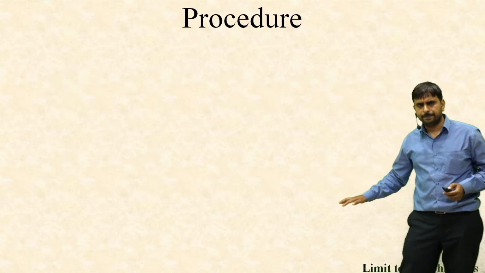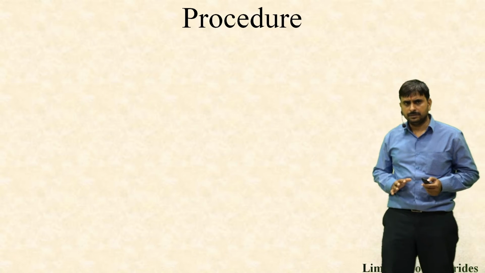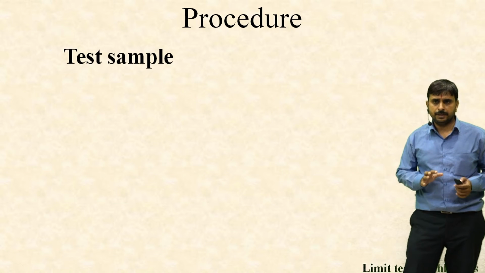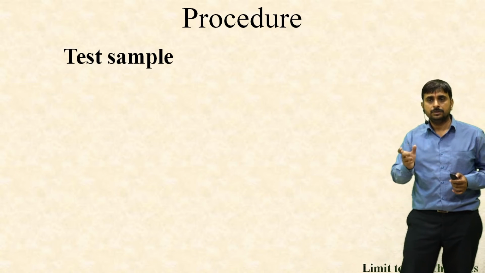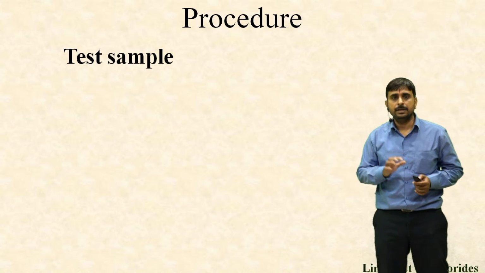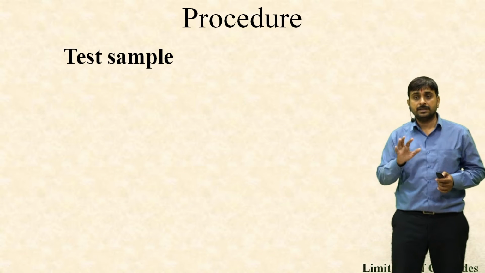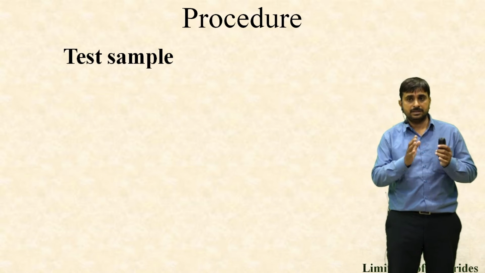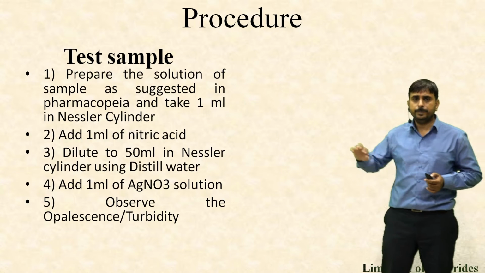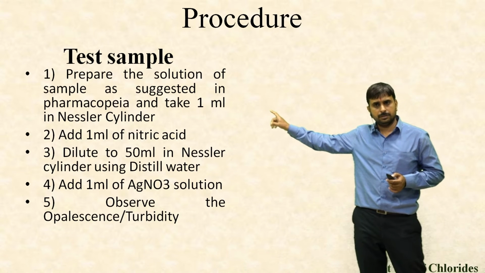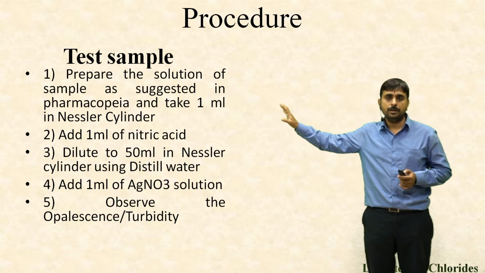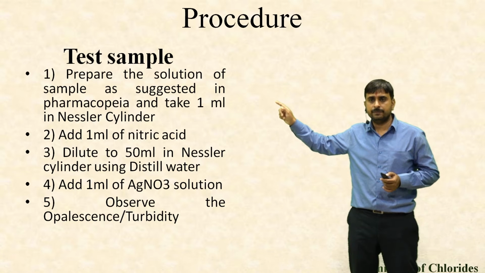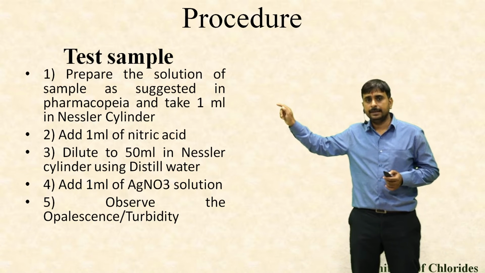We will move forward. What is the procedure? We are working simultaneously with both the test sample and the standard sample. The test sample means the sample which is under study. First, we have to prepare the solution of the sample as suggested by the pharmacopoeia, and after that, we will take 1 ml of the sample solution in a Nessler cylinder.